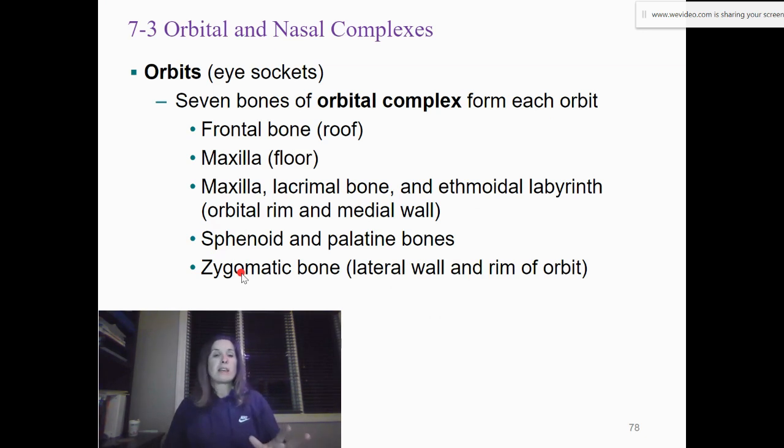Now, you heard me say there are all these bones that make up the orbit. All right, so 7 bones of the orbital complex form each orbit. So you have the roof of the frontal bone, the floor of the maxilla. You have your maxilla, the lacrimal bone, part of the ethmoid, the sphenoid, the palatines, and the zygomatic bone.